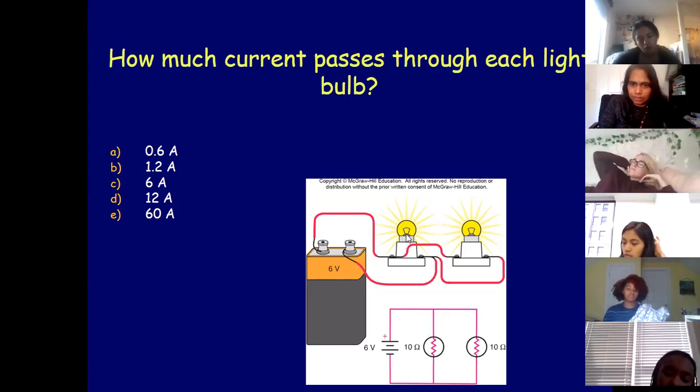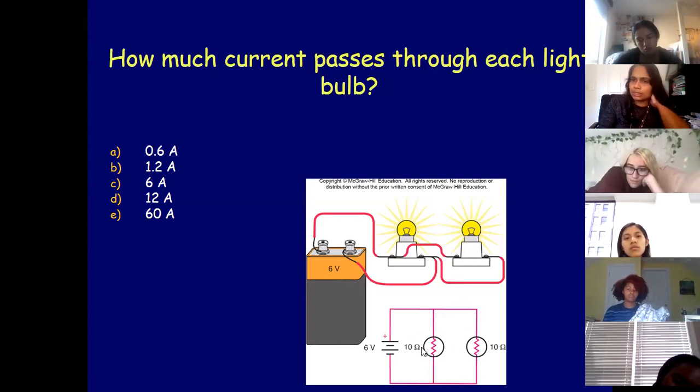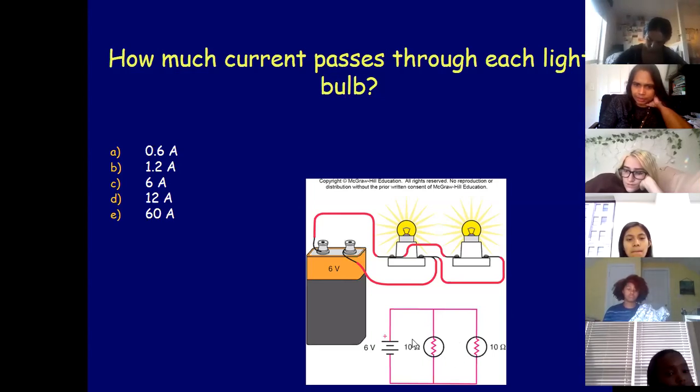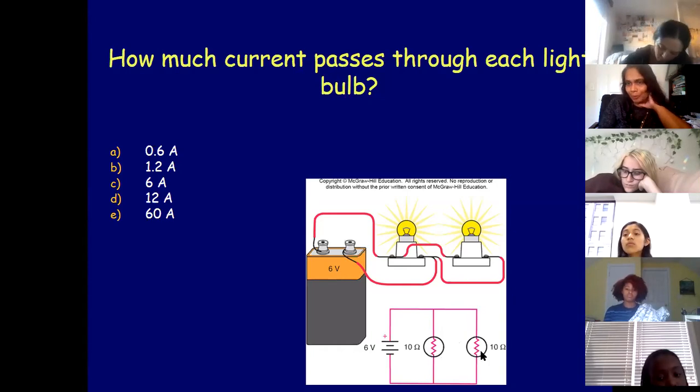So here, as you see, two bulbs are connected. Is it in series or is it in parallel? How can we find it out? As I see here, there are two loops that are connected to the battery. So these are in parallel to each other. Now it's asking how much current passed through each light bulb. The nice thing about this problem is the resistances are equal to each other, 10 ohm and 10 ohm, right?